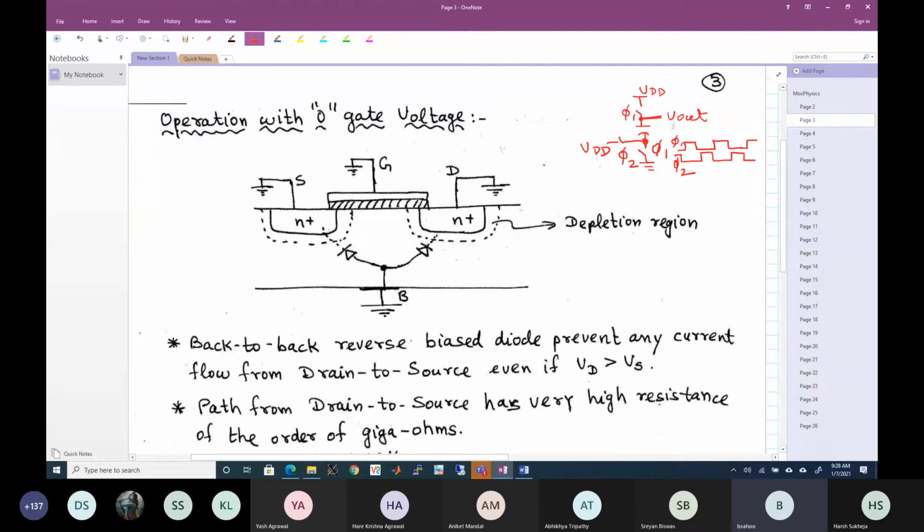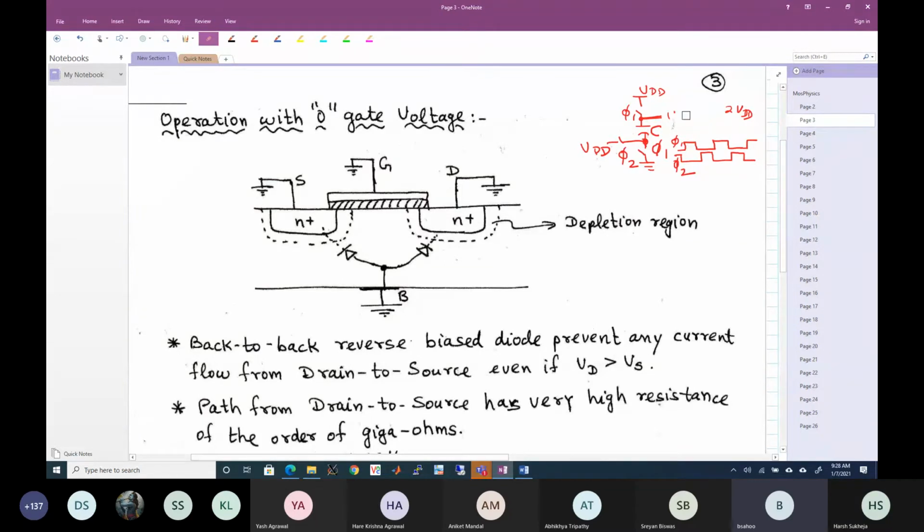So in phi 1, this capacitor C is charged to VDD. Then I disconnect these two plates of the capacitor. Now what is the charge stored across the capacitor? C times VDD, right? Then in phase 2, I connect the bottom plate of the capacitor to the supply voltage VDD. So then what happens? I have to maintain the same charge across the capacitor. So that means V out will become 2 VDD, right? Does it make sense? Yes, sir.